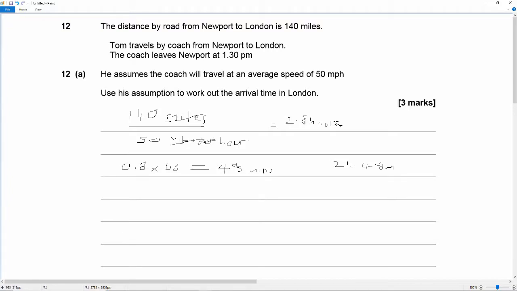And he leaves Newport at 1:30 p.m. So 1:30 p.m. plus 2 hours is 3:30 p.m. 3:30 p.m. plus 30 minutes is equal to 4 o'clock p.m.